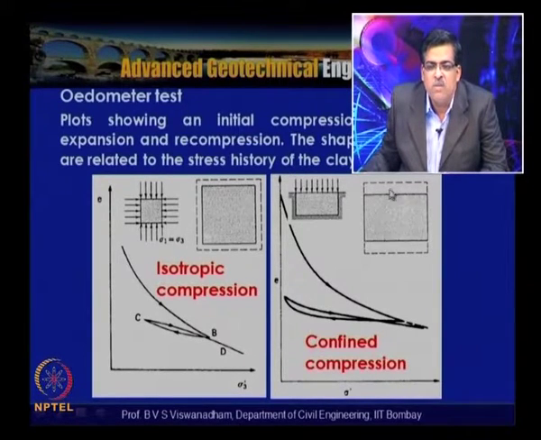And this is confined compression vertically. You can see that the sample is restrained laterally and confined in the vertical direction. So then the deformation actually occurs in the vertical direction. So you can see the distinctly different e sigma dash plots for the isotropic compression and confined compression.